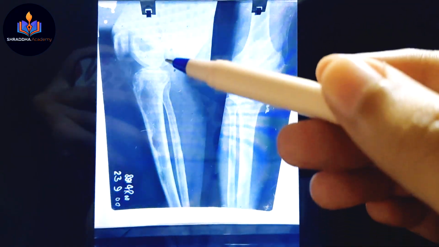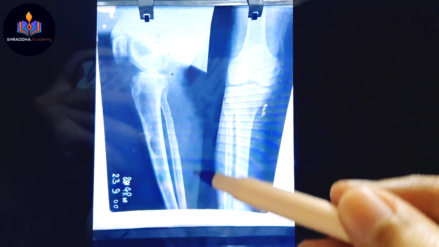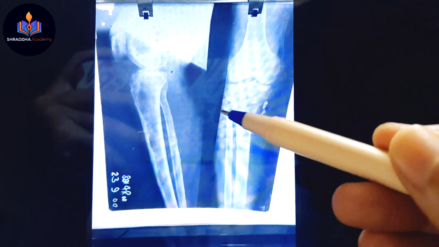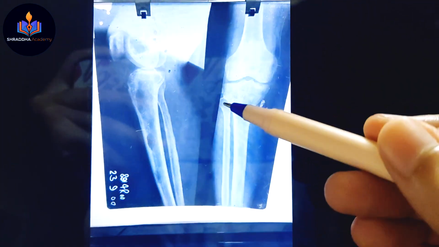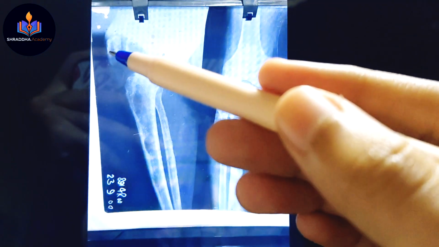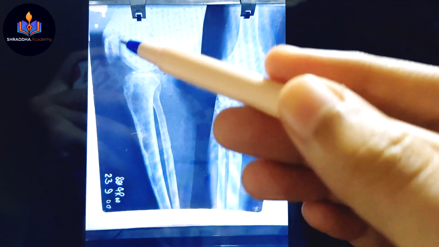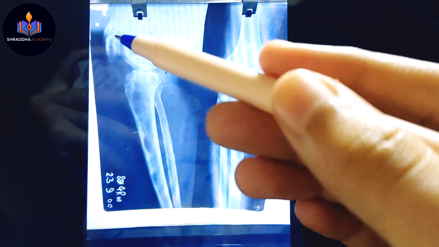Okay, so you can see here is the femur, tibia and fibula. So same here also, this is a tibia, this is fibula. So the ligament which is present at the superior side of the patella is patellar ligament.